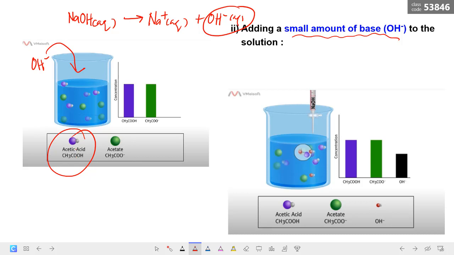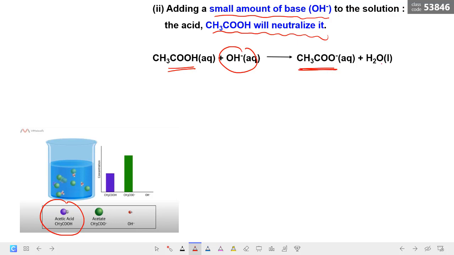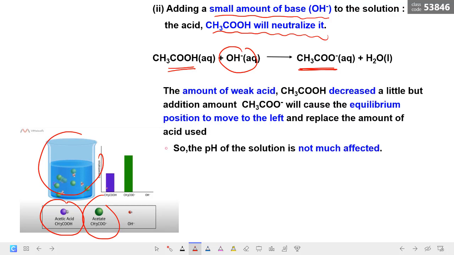Jadi neutralization akan berlaku. So kita lihat dia punya penerangan. When a small amount of strong base is added to it, acetic acid will neutralize it. Jadi kat dalam ni tadi ada acetic acid kan yang warna biru tu lah. Okay, jadi apa yang berlaku? The added base ini will be neutralized by the weak acid in the buffer solution. So dia akan produce lagi acetate ion and water. So dalam ni memang dah ada acetate ion. So you can see here, the amount of weak acid, acetic acid ini decrease a little. Nampak berkurang sedikit. Sebab digunakan untuk neutralize the added base.